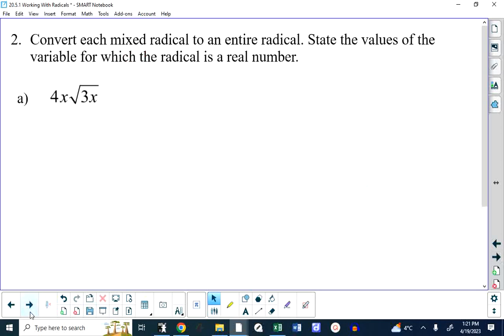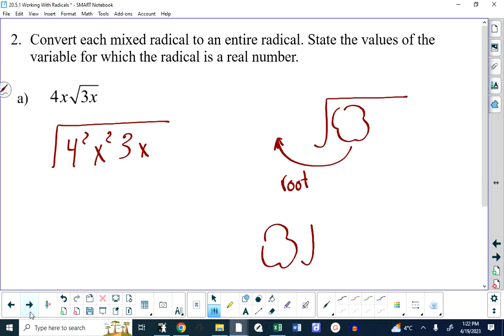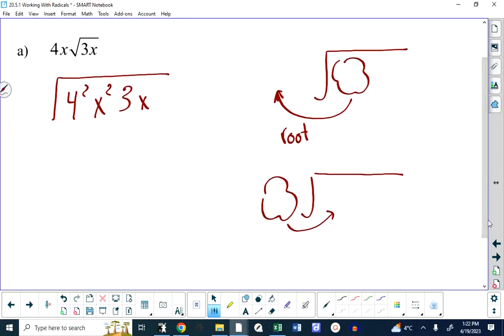Let's move on. Convert each mixed to an entire radical. Well, this just means since it's a square root, the 4 inside will be squared and the x inside will be squared. So again, when you have something here, you square root it. But if you have something outside and you put it in, you square it. There's a difference between squaring and square rooting. So now we simplify this and get 48 x cubed for a radicand.